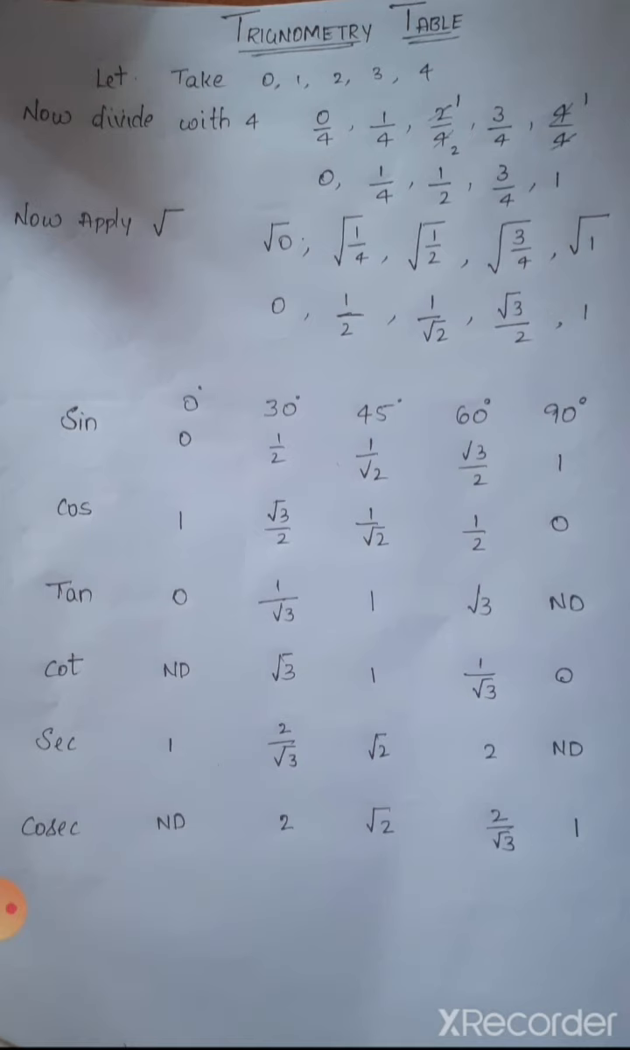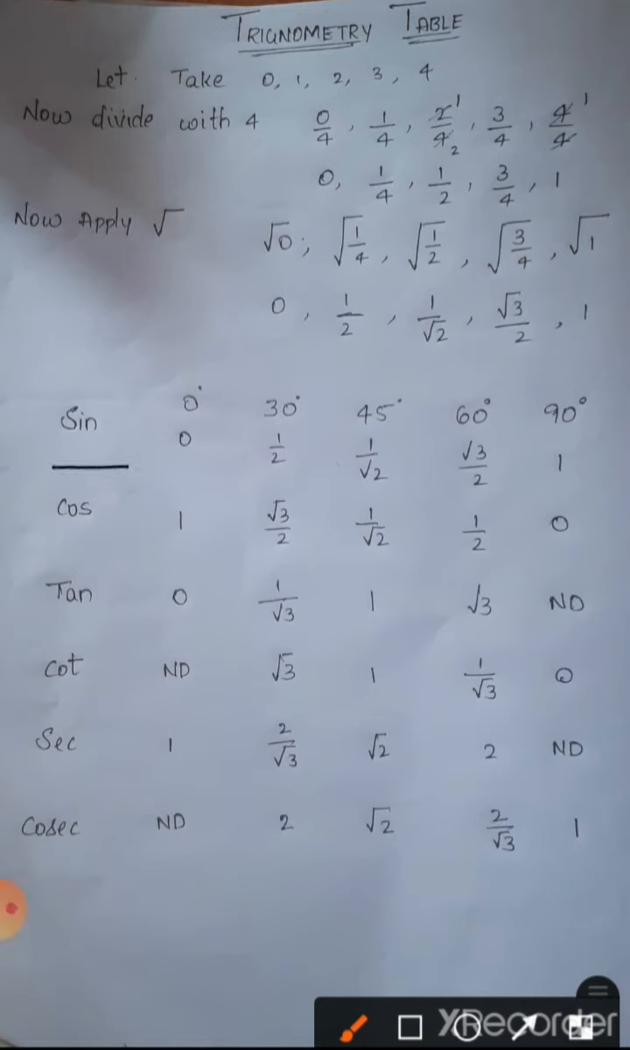But the trigonometric table depends upon the sine values. That means if you get the values of sine, then you will get all of cos, tan, cot, secant, cosecant. So we can remember the values of sine theta very simply, without memorizing. So how to remember the values of sine theta? Now see how to remember sine theta.